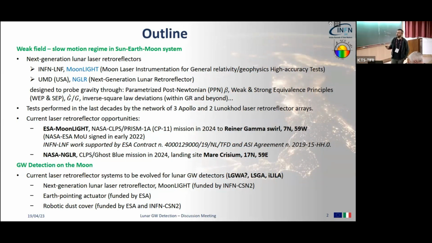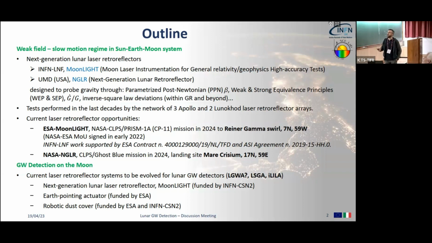And in particular, I will talk about MoonLIGHT, which is the next generation retroreflector for the moon, which was designed in INFN. And there is also another one that is designed at the University of Maryland in the USA. So the INFN one is called MoonLIGHT, an acronym, very long but very effective, for Moon Laser Instrumentation for General Relativity, Geophysics, High accuracy Tests, and NGLR from the USA is instead just Next Generation Lunar Retroreflector.